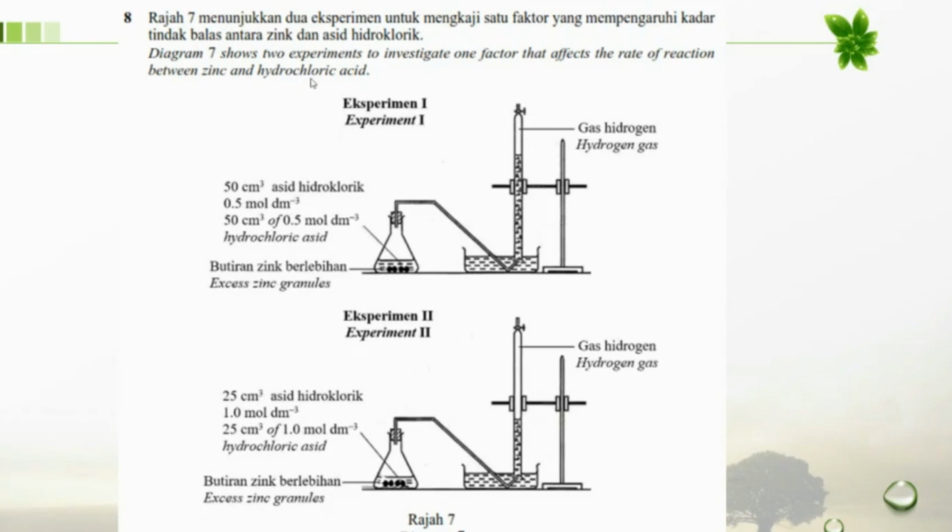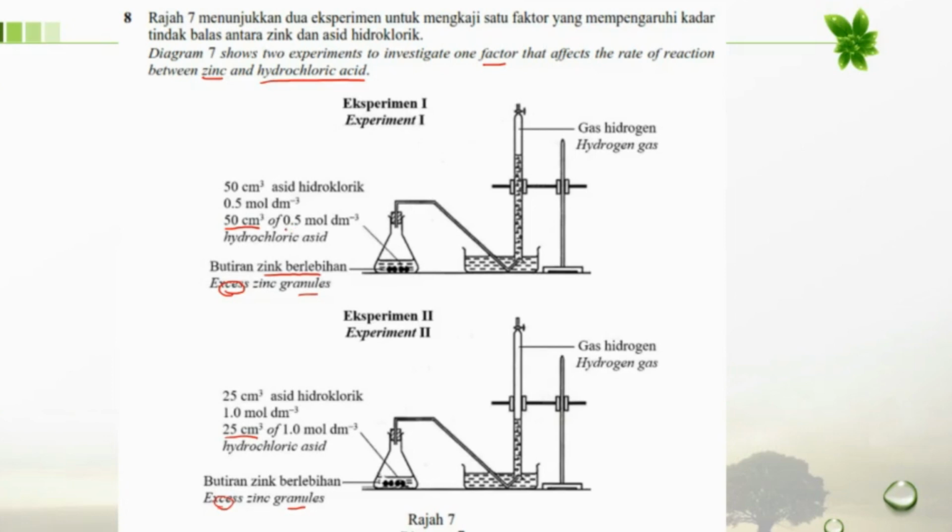Diagram 7 shows two experiments to investigate one factor that affects the rate of reaction between the zinc and the hydrochloric acid. You can see zinc is in excess. These zinc granules are the same size. This is the volume: 50 and 25. Is volume one of the factors? No, volume will not affect the rate of reaction.